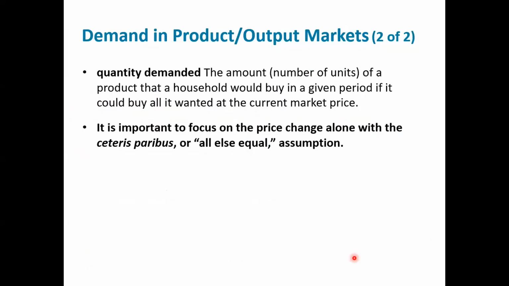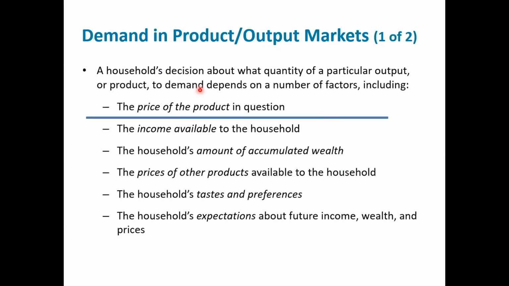So the phrase quantity demanded, this is the amount of units you can buy at a given period if you could buy all you wanted at the price. Ceteris paribus, nothing else is allowed to change. So if you change price, you're going to change the quantity demanded. But you are not allowed to change anything else below the line on the list: the income, your wealth, prices of other products, tastes, preferences, expectations. Nothing else is allowed to change.